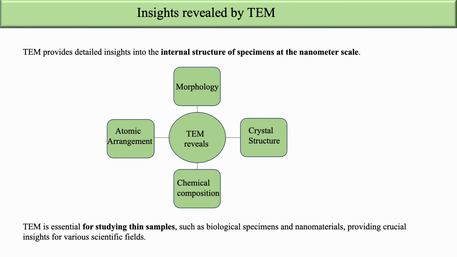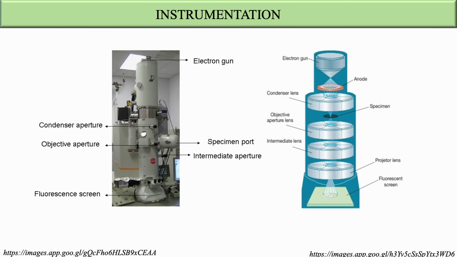The information that we obtain from TEM is the internal structure of the sample, its morphology, the chemical composition, the structure of the crystal, and how the atoms are arranged. All that information we can obtain using TEM at nanometer scales. Samples like biological specimens or nanomaterials can be used for imaging in this type of microscopy.